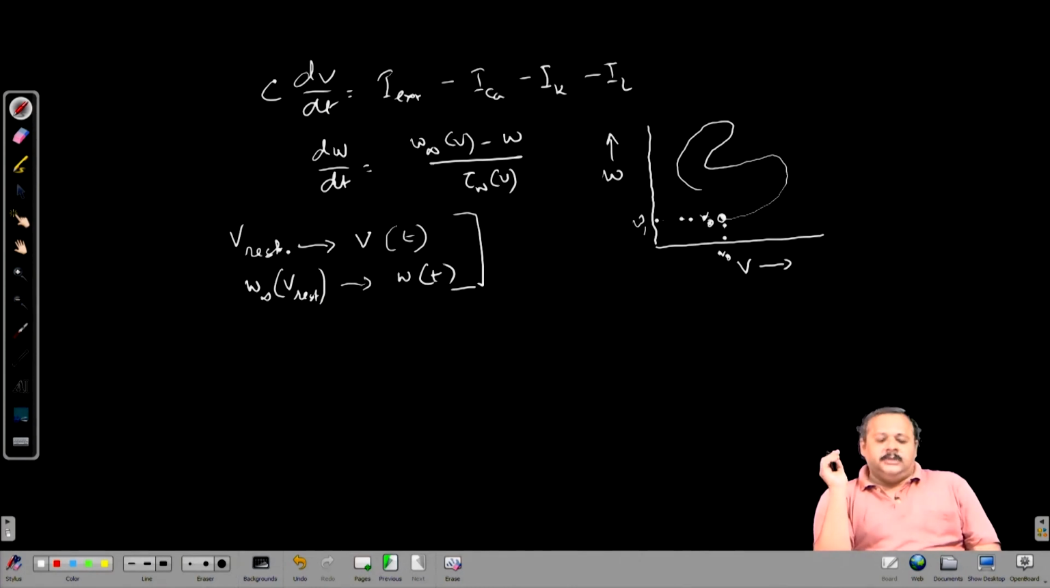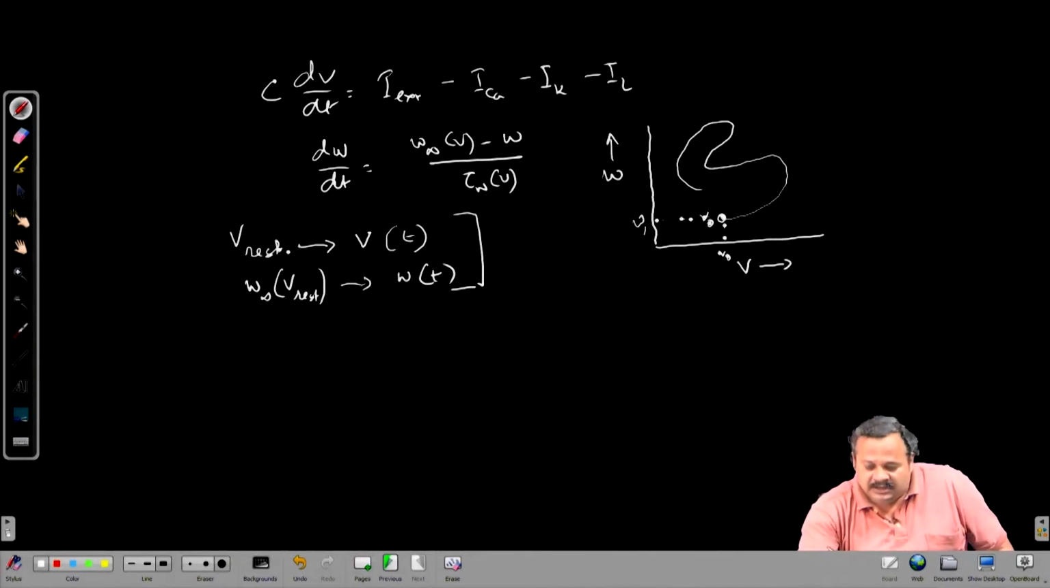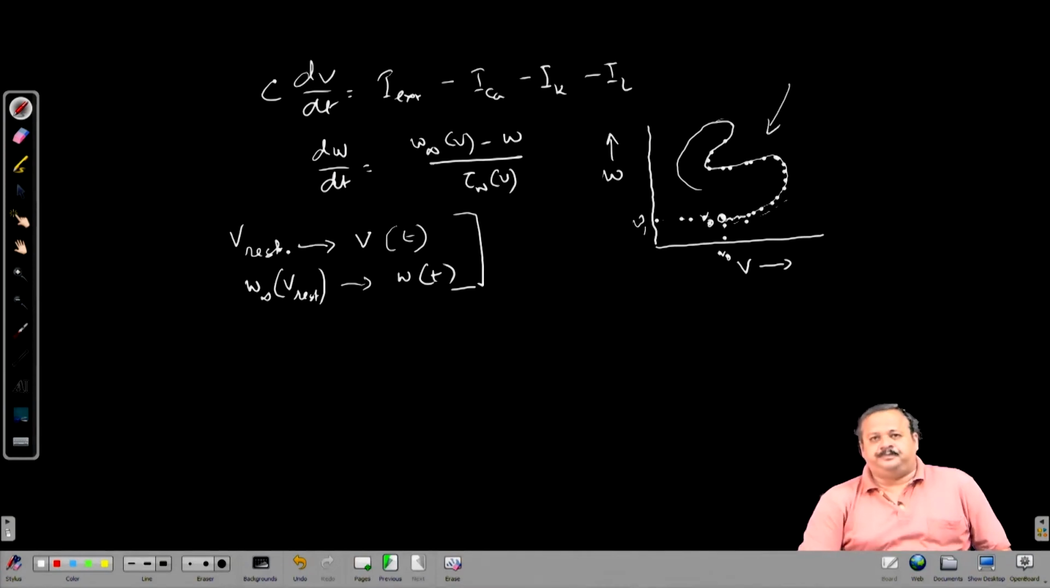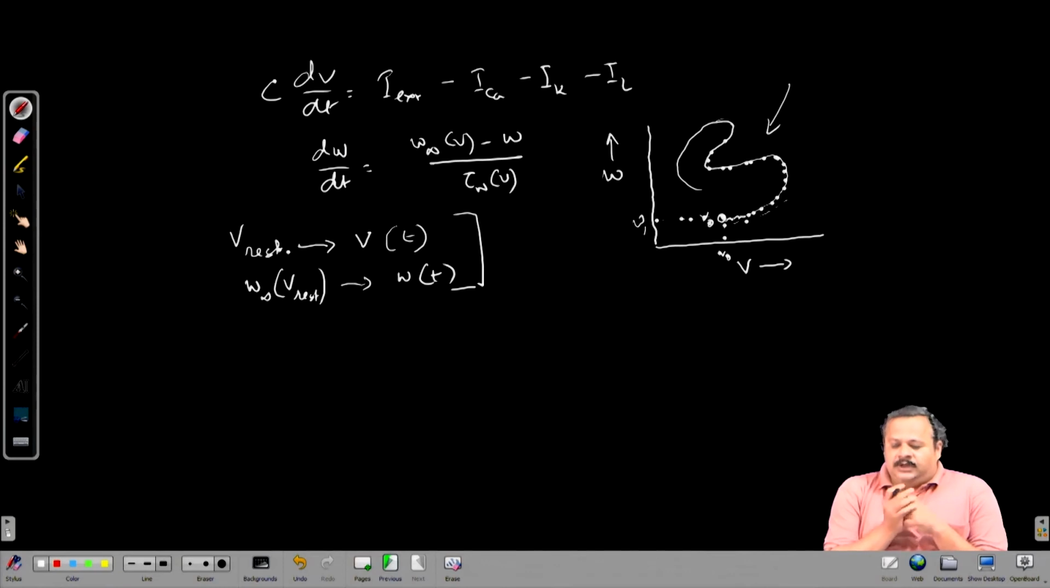This curve shows how V and W are changing together over time. So, time here is along this curve. At the next instant it is here, the instant following it is here, and so on. So, gradually the system is moving. That means we are showing how V and W change with time. So, this is our solution. What we call this plane is the phase plane, where V and W are the state variables.